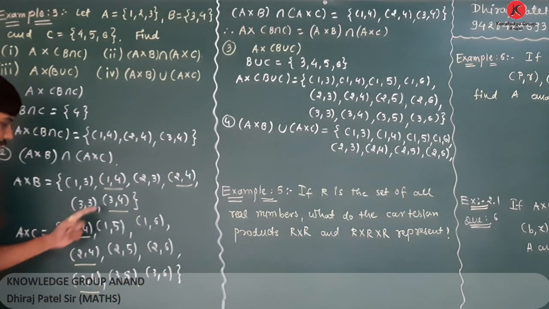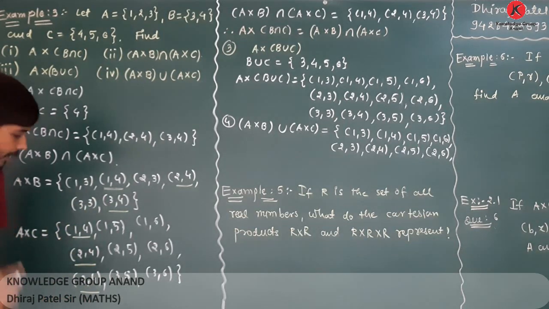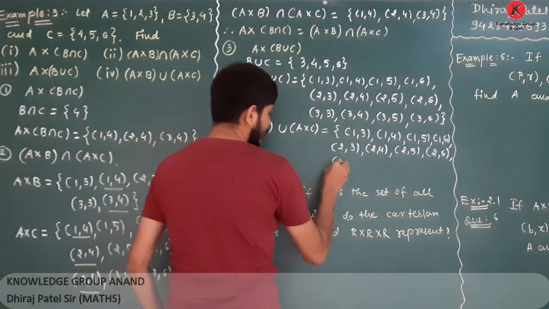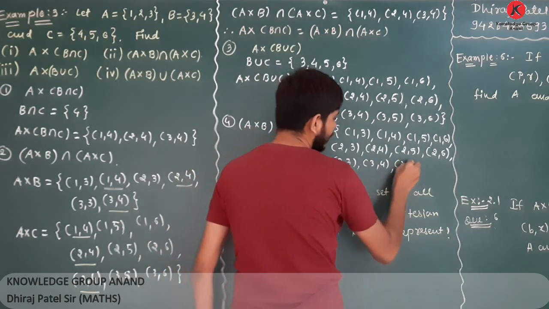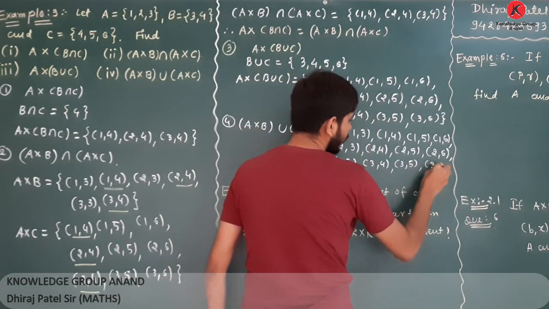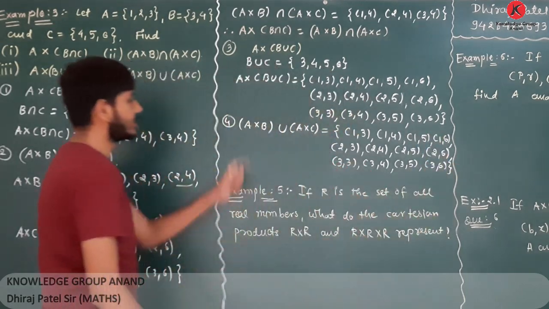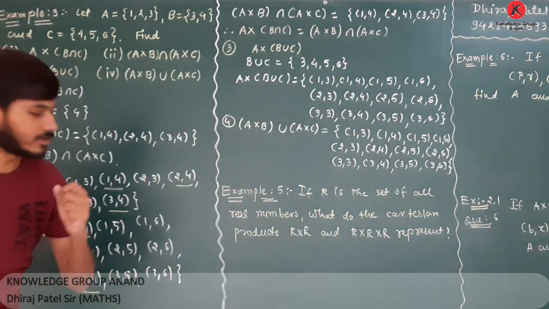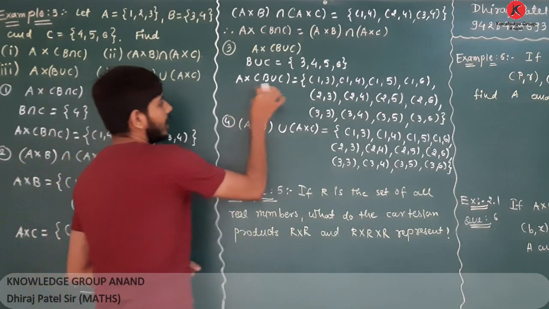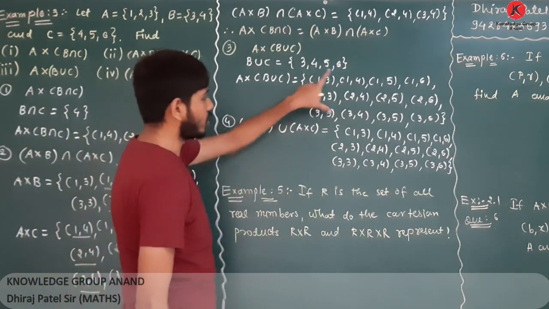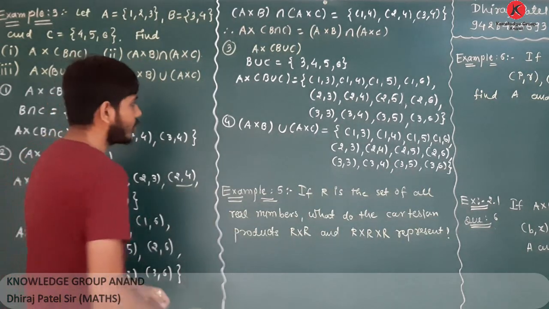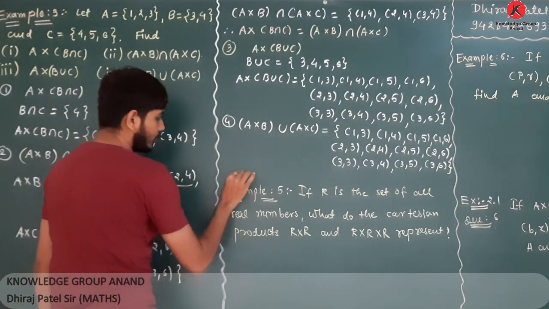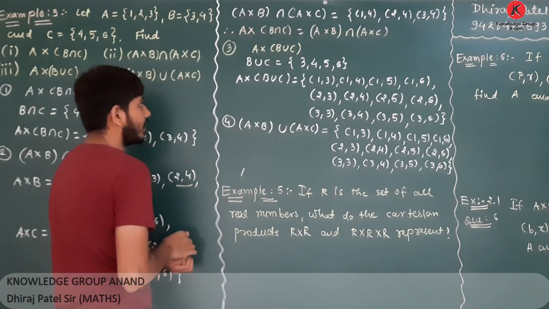Sir, 3 4 has come, so 3 4 is in both, so it is written only once. We are getting 3 3, 3 4, 3 5 and 3 6 here. Okay? Clear? So this is our A cross B union A cross C. Now see here, A cross B union C is also equal to A cross B union A cross C. Therefore, this is also a distributive law.